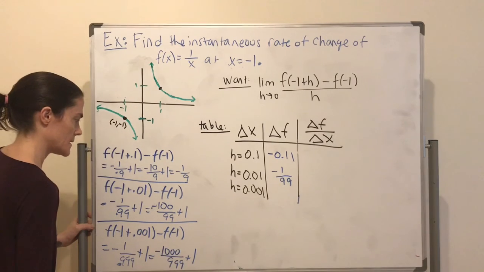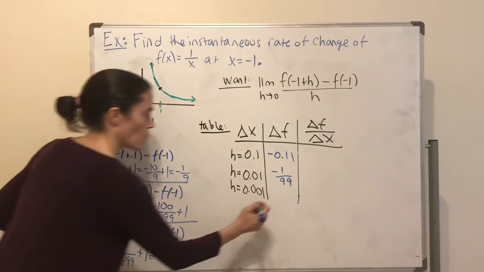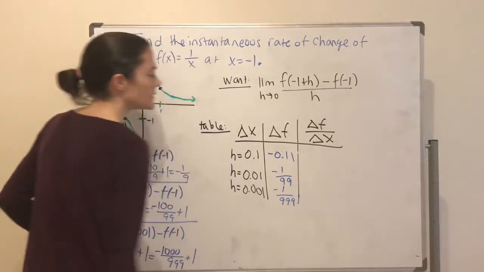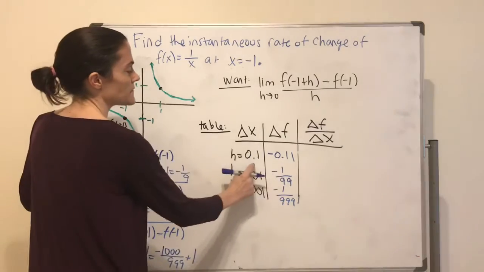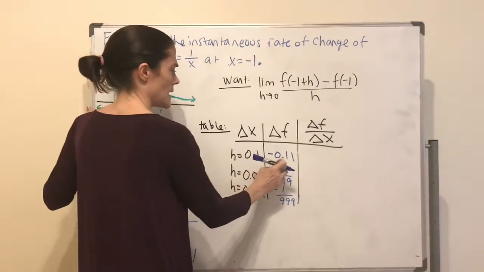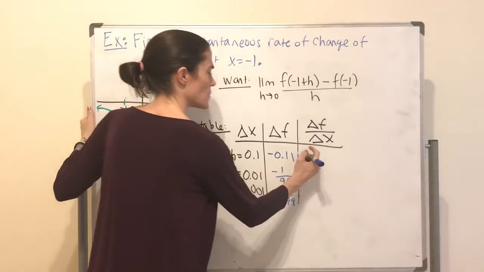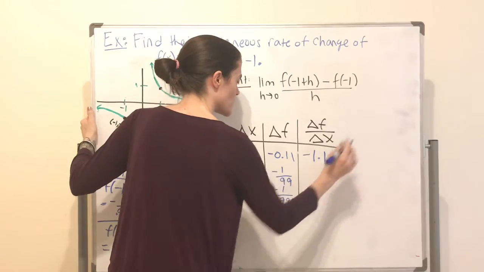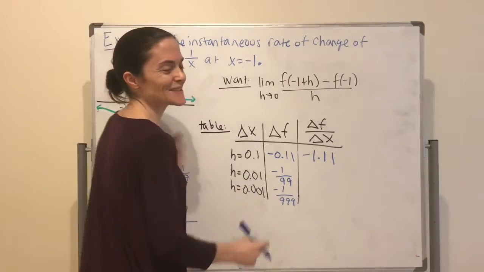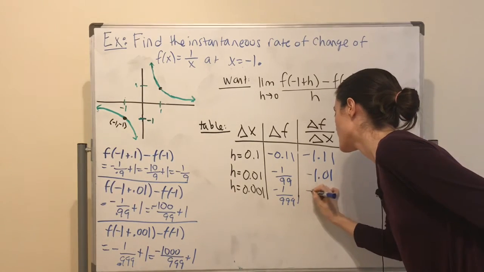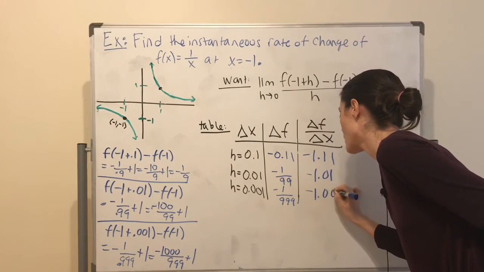We're going to get negative 1 over 999. Well, this one I can divide by 0.1 in my mind. It is going to move the decimal this way, and that's repeated. And for these two, I have minus 1.01 minus 1.001.